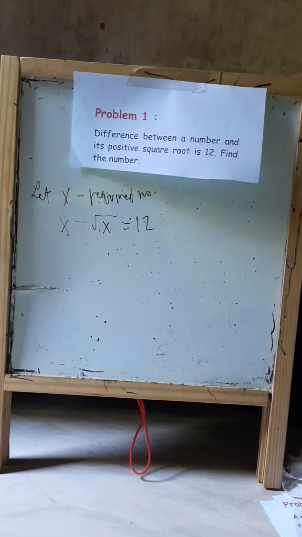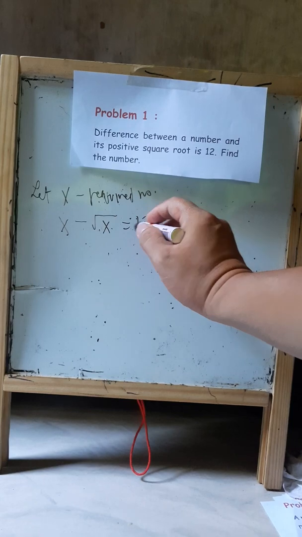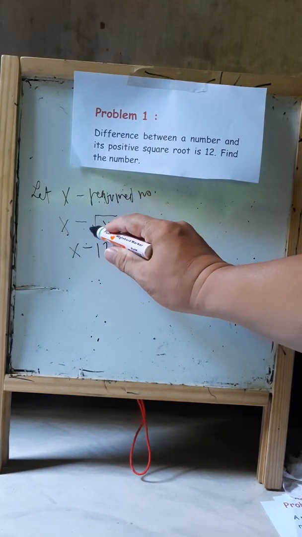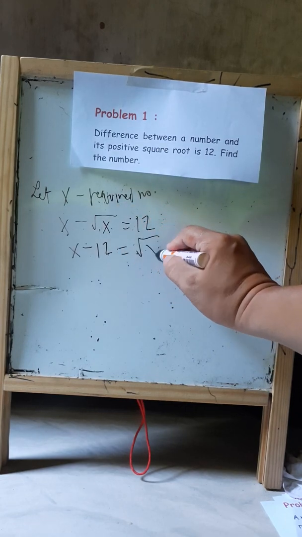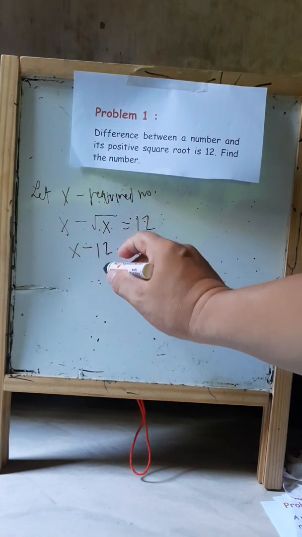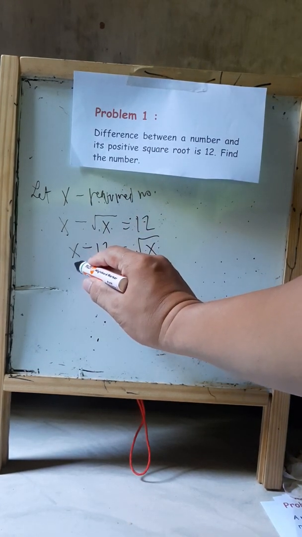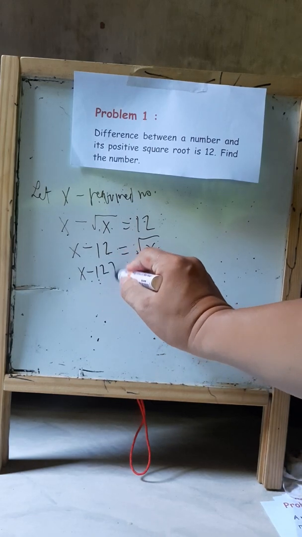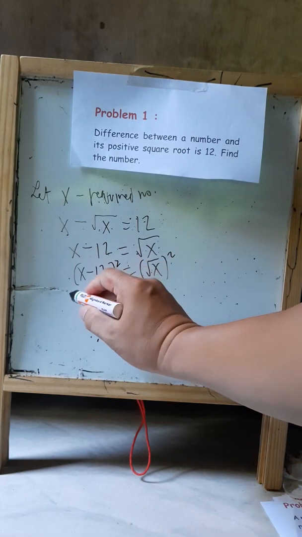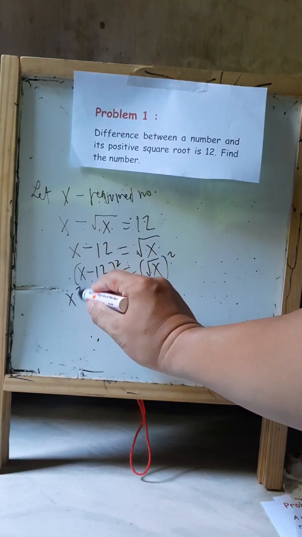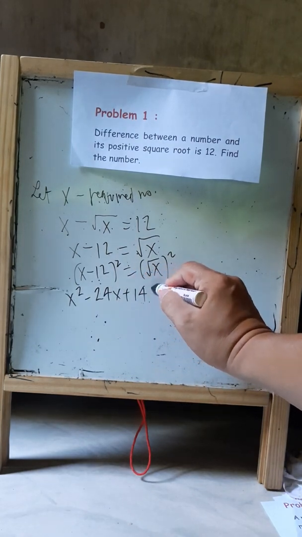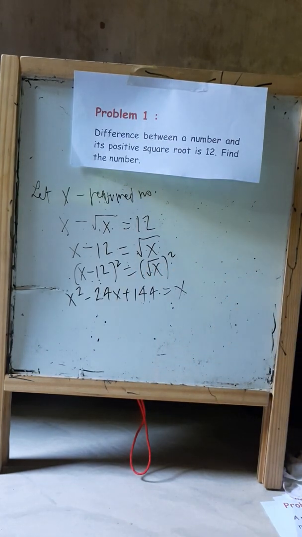Then we're going to transpose 12 here, so it becomes x minus 12. We transpose negative square root of x, so it becomes positive square root of x. Now, let us square both sides of the equation. (x minus 12) squared equals (square root of x) squared. Then what is (x minus 12) squared? We have x squared minus 24x plus 144 is equal to x.